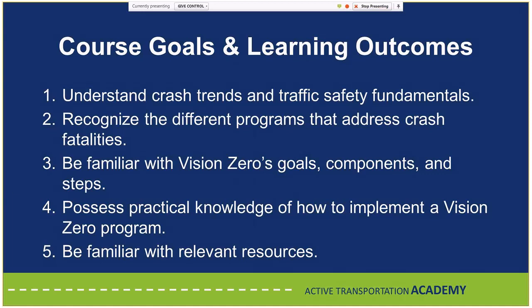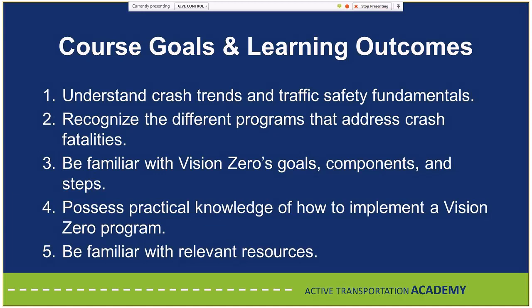And then we'll get into recognizing all the different programs that currently address crash fatalities. So we'll talk about Towards Zero Deaths, Road to Zero, and Vision Zero, and compare and contrast them, in addition to talking about what the Ohio Department of Transportation does for traffic safety programs, projects, and studies. And then we'll have an exercise going into local traffic safety projects. And then walking away with a familiarity of Vision Zero really is the goal of this class.